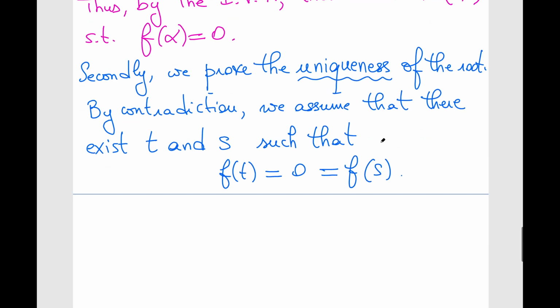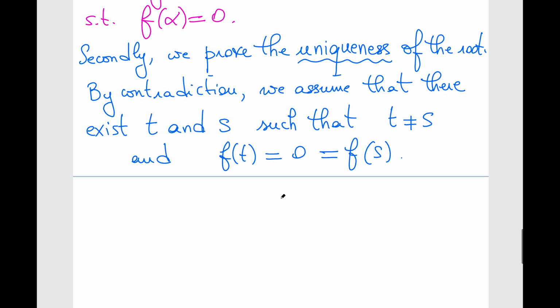So to be precise here, let me say, there exist t and s such that t is not s, so they are distinct, and f of t is equal to 0 and f of s is equal to 0. Correct? So I suppose I have two distinct roots, and at the end of the day I'm gonna show you that this is not possible. I'm gonna get a certain contradiction. All right.